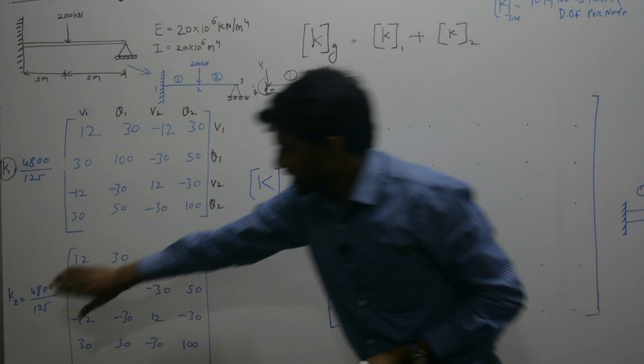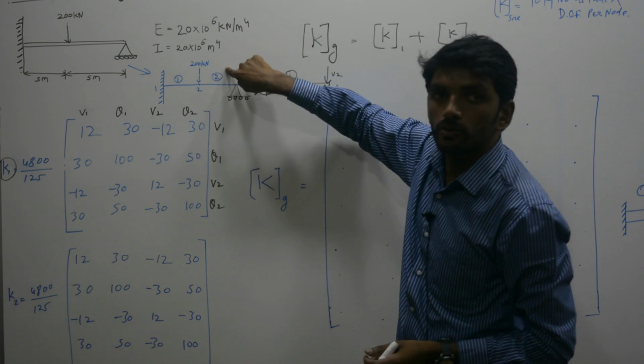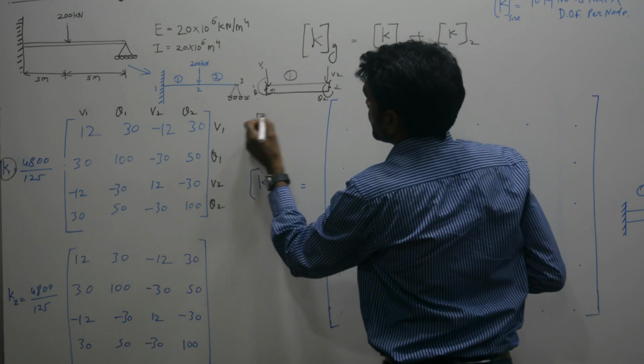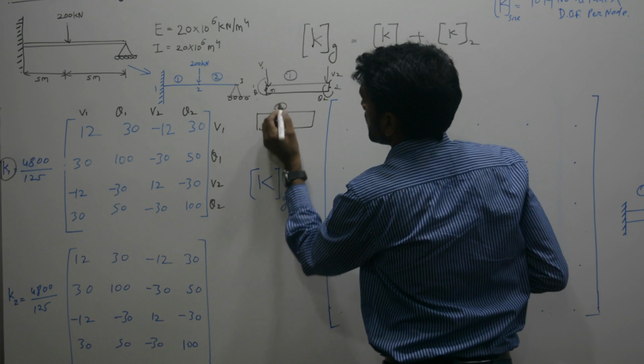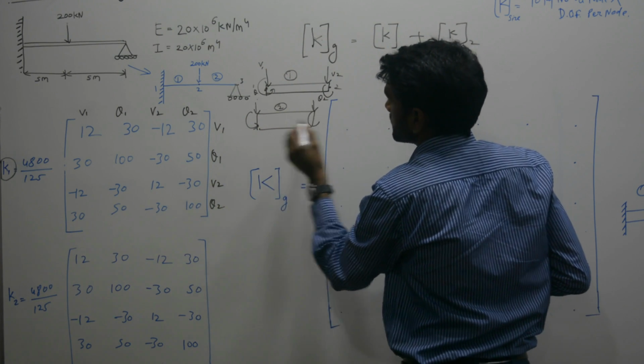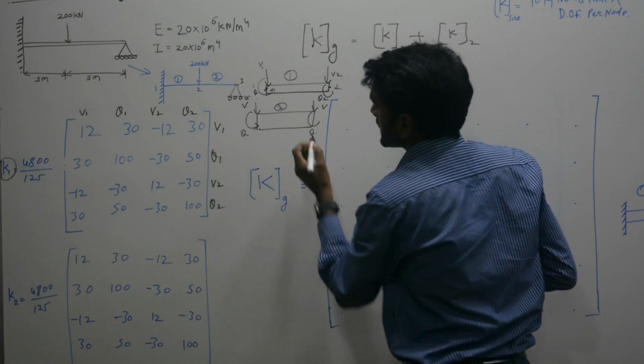In the same way for stiffness matrix 2, because it is representing element number 2, I am going to number accordingly. For element number 2, I have again the rotation term and vertical displacement V. Now I am going to number. How to number for the second element?